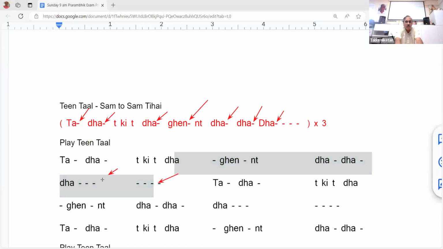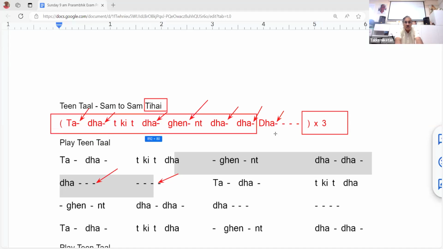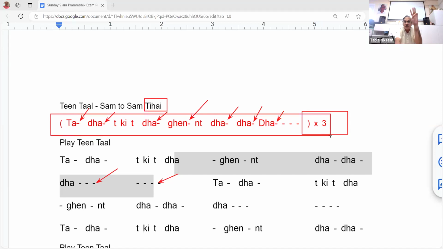So this is the gap we are talking about. So in a nutshell, you play it how many times? Three times. That's why it's called a tihai. The meaning of tihai is a whole phrase or syllable that you play top to bottom three times.